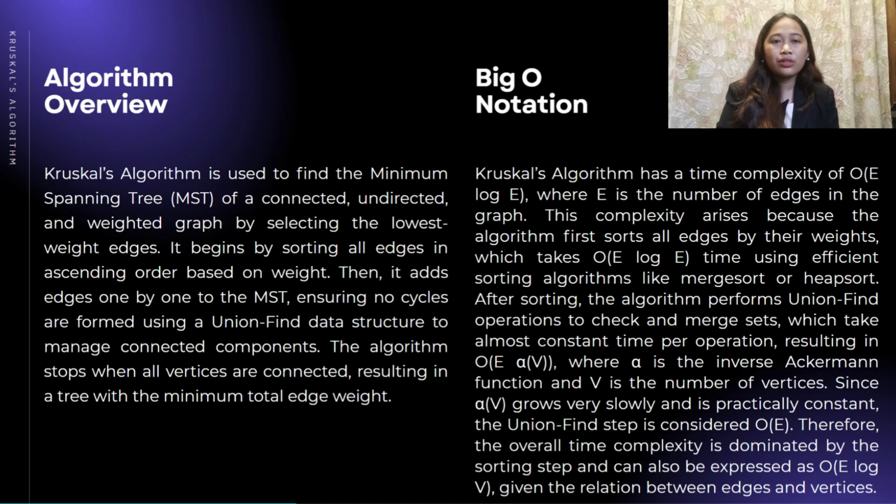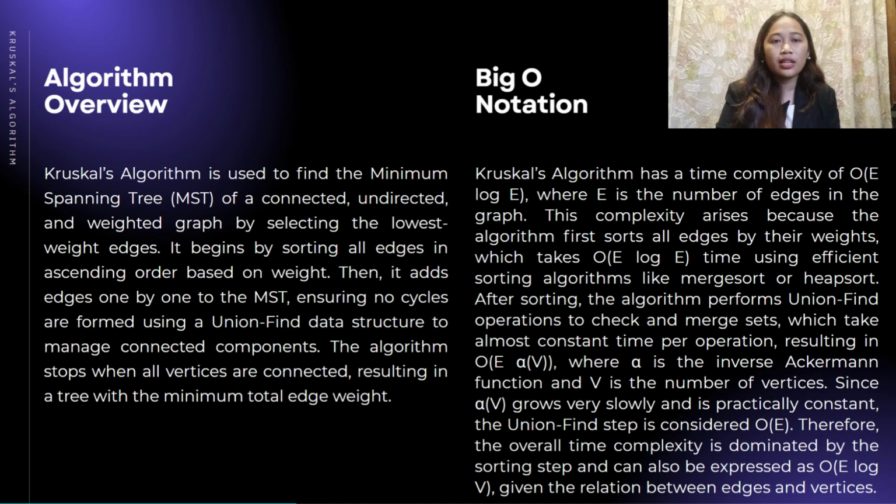After sorting, the algorithm uses a union-find data structure to check for cycles among merged sets. This operation runs in almost constant time due to optimization, with O(α(V)) per operation, where α is the inverse Ackermann function and V is the number of vertices. Since α(V) grows extremely slowly, it is treated as a constant in practice, making the union-find step run in O(E) time overall.